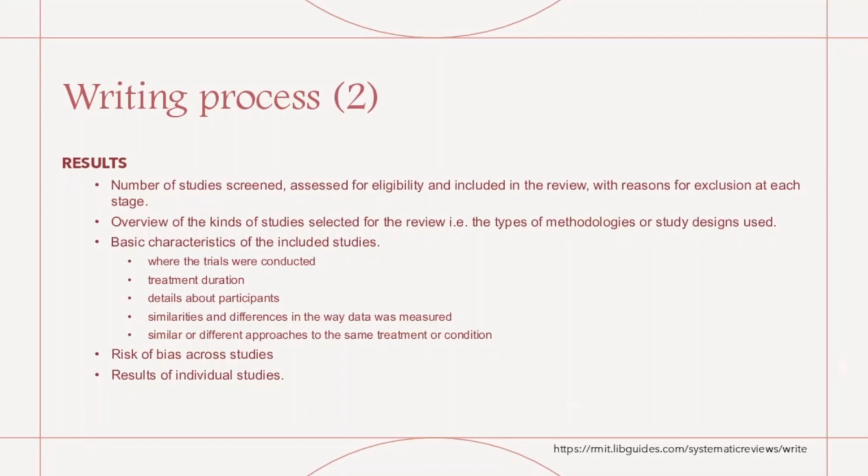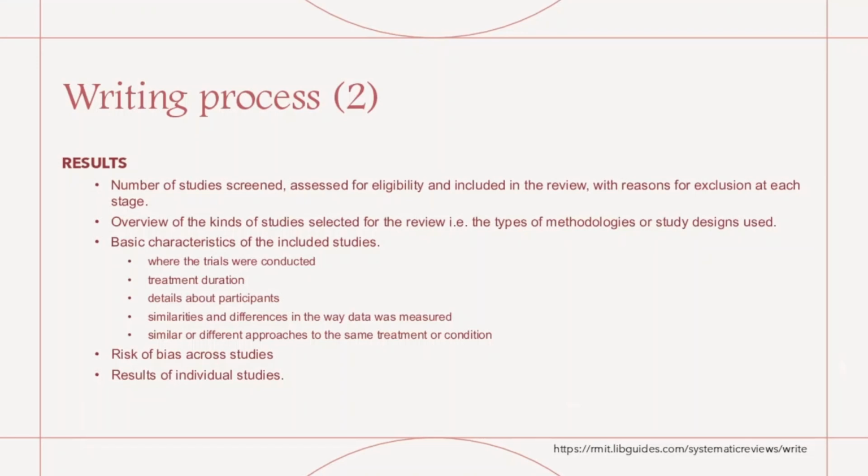meaning that you should say that you removed a certain article because it wasn't in English. You should say that you didn't include another article because the full text was not available, or because it didn't come from one of the countries that you wanted to gather information from.